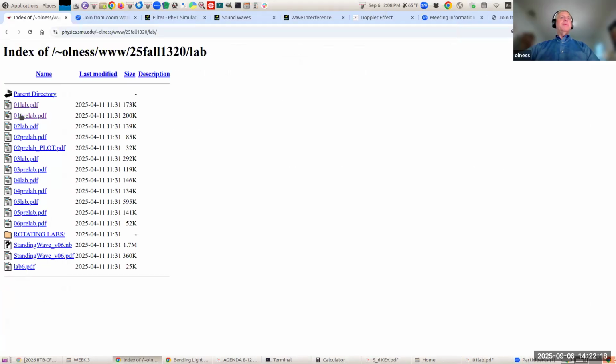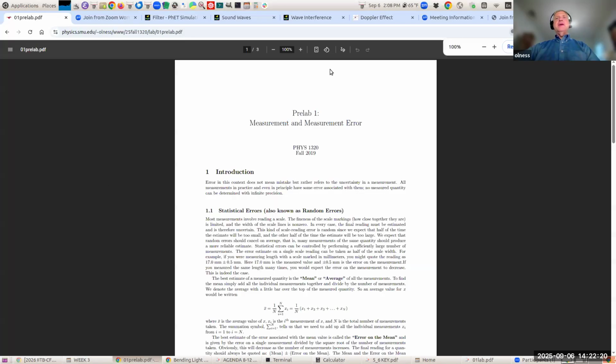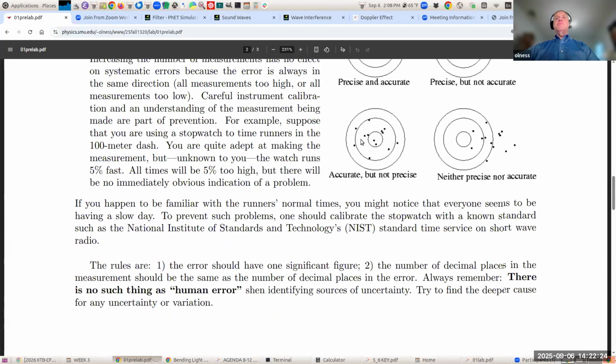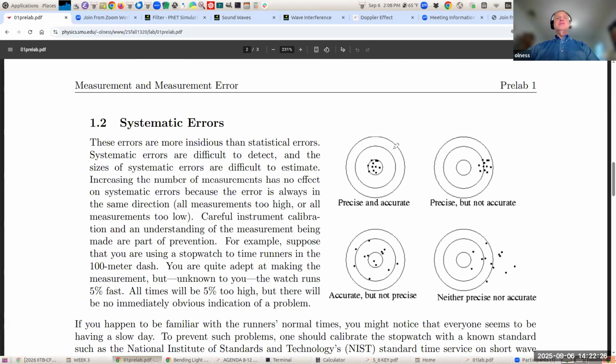And actually, the intro piece here. Let me pull up the pre-lab. It had some very nice diagram that I like quite a bit because it summarizes it quite succinctly. The difference between precision and accuracy. So in this case, if I look at this group, I've measured very precisely. All my measurements are very close together, but it's not accurate.